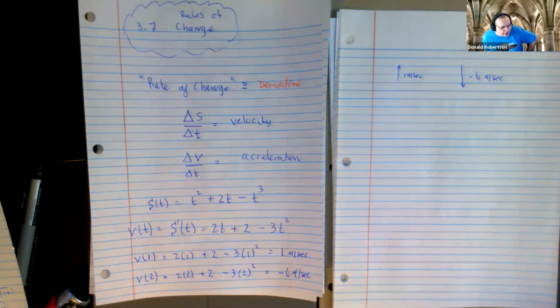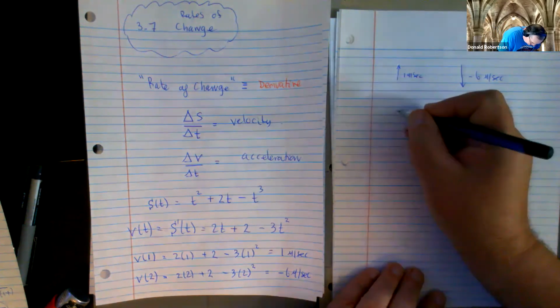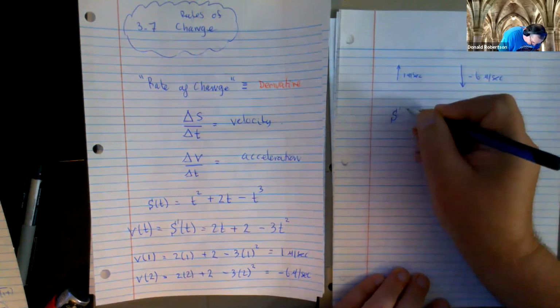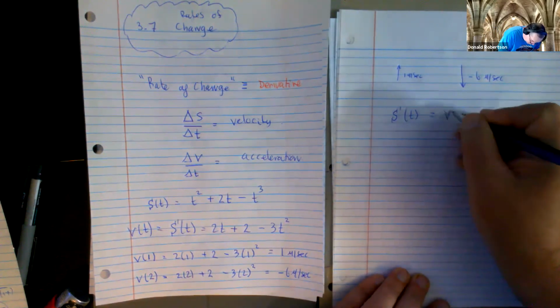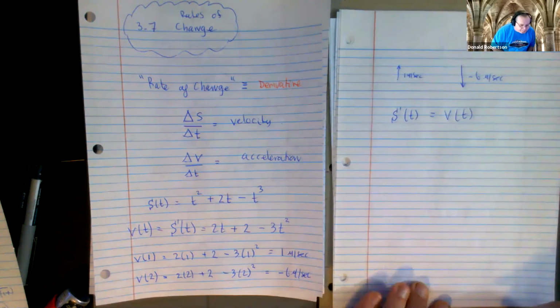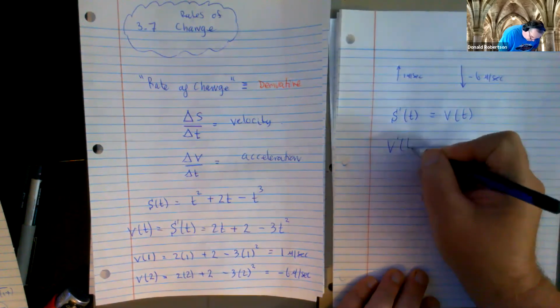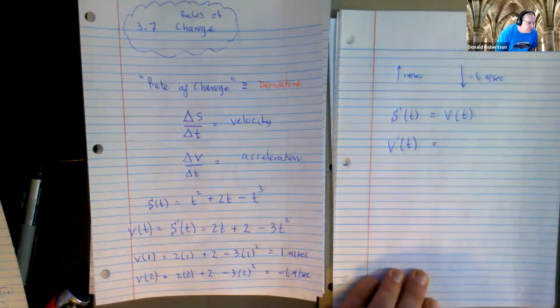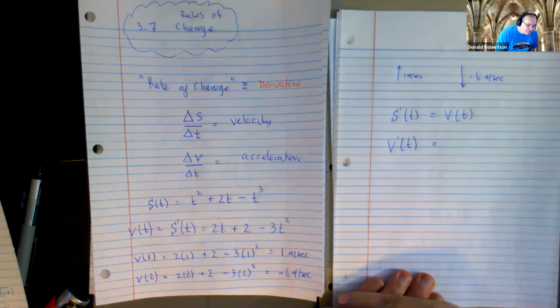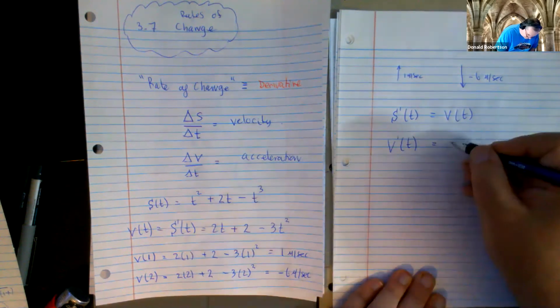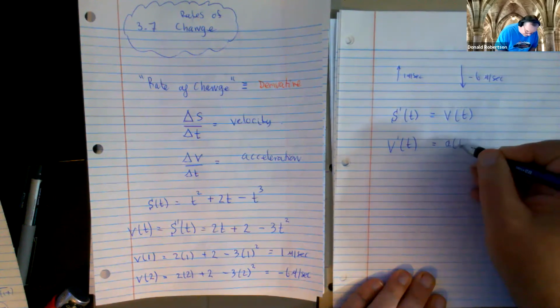Up and down is a good analogy. When you don't have up and down, it tends to be left and right. You know, left is negative and right is positive typically. So if you find the derivative of a position function, you will get its velocity. If you find the derivative of the velocity function, you get its acceleration.